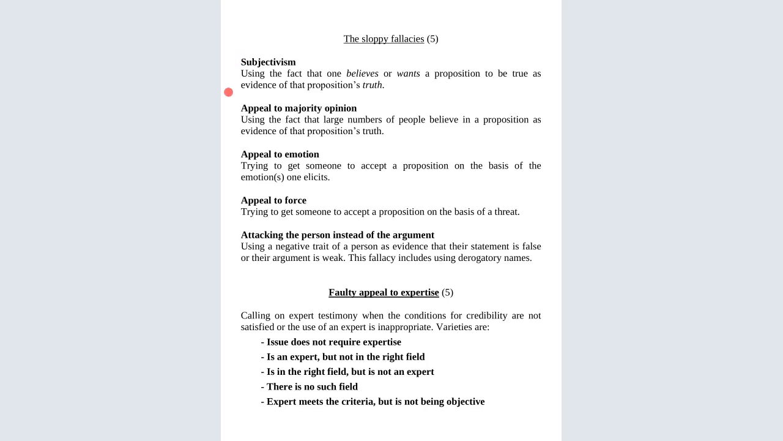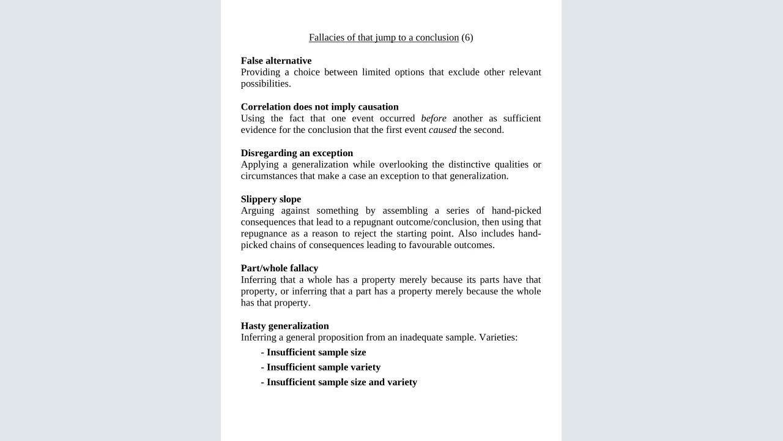So we had subjectivism, appeal to majority opinion, appeal to emotion, appeal to force, attacking the person instead of the argument, and these 5 varieties of faulty appeal to expertise: where the issue does not require expertise, is an expert but not in the right field, is in the right field but is not an expert, there is no such field, or the expert meets the various criteria but is not being objective, right? So those are the ones that you practiced this week. All in all, this is, I believe, 10, right? 1, 2, 3, 4, 5 plus 5. So 10 fallacies. We're moving on now to page 2 of this 3-page document.